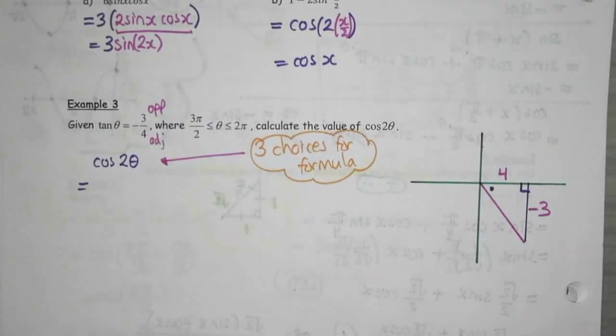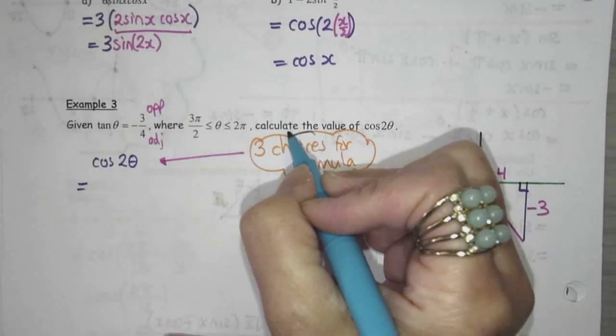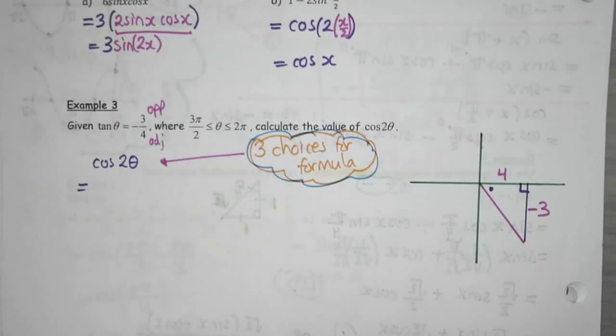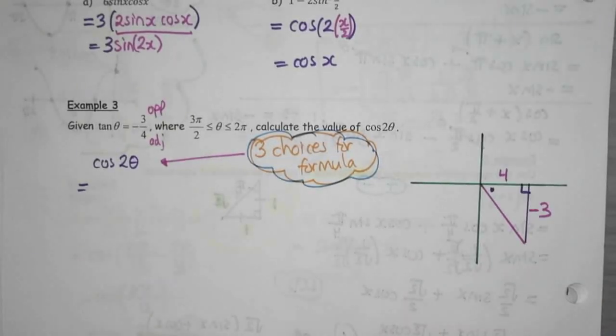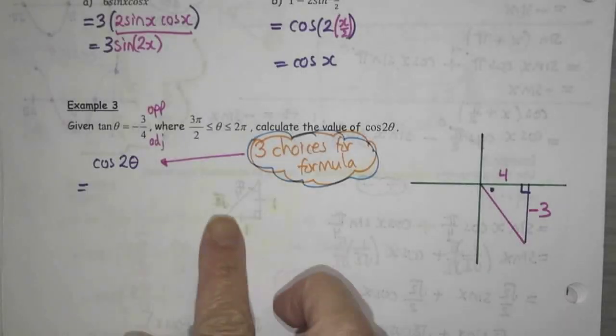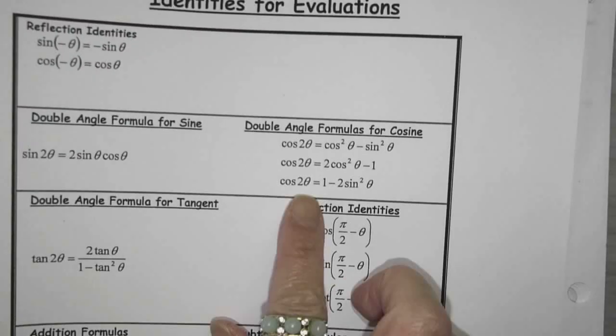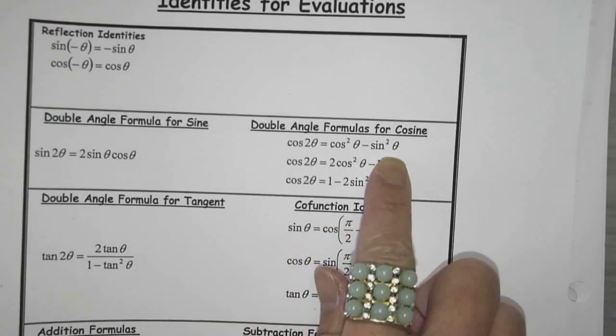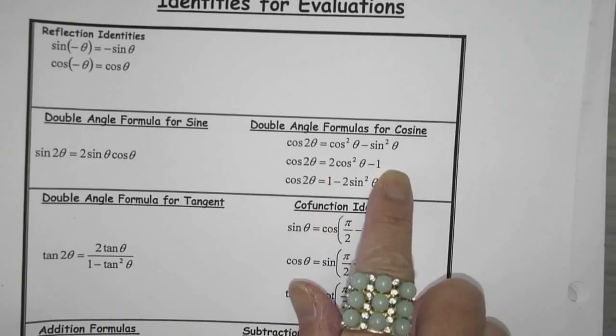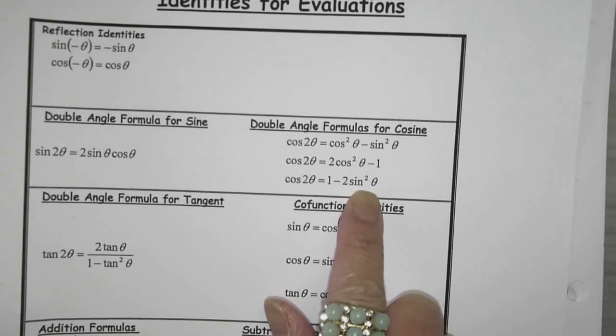The sine 2 theta, there's only 1. This one, there's 3 variations. They're all about the same. Sometimes one is easier than the other, but really you've got 3 choices. So always 3 choices for the formula. Which one do we want to use? So let's look at our formulas over here. So cos 2 theta, I have these 3 choices. I can do cos squared minus sine squared. I can do 2 cos squared minus 1, or 1 minus 2 sine squared.